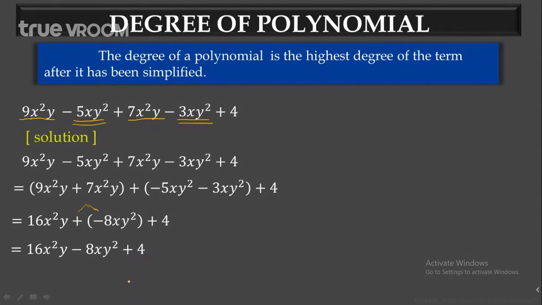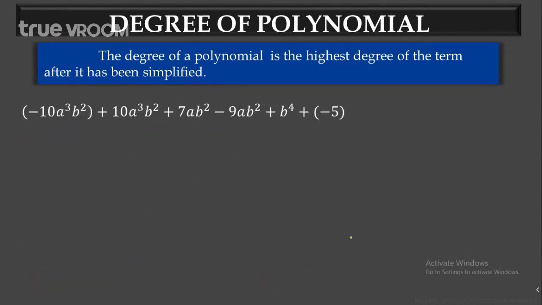So using the simplified form, what is the degree of the polynomial? 3. Very good. So 3. So this is third degree. Understood? How about this one?